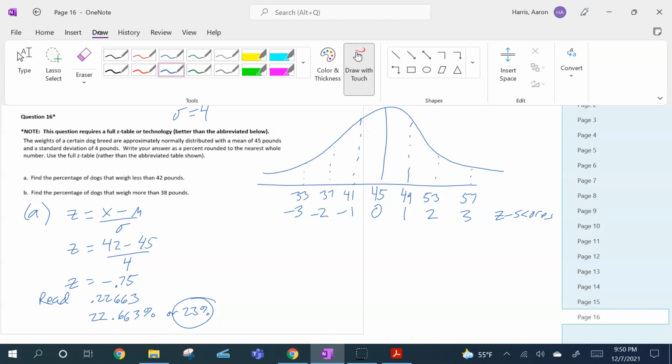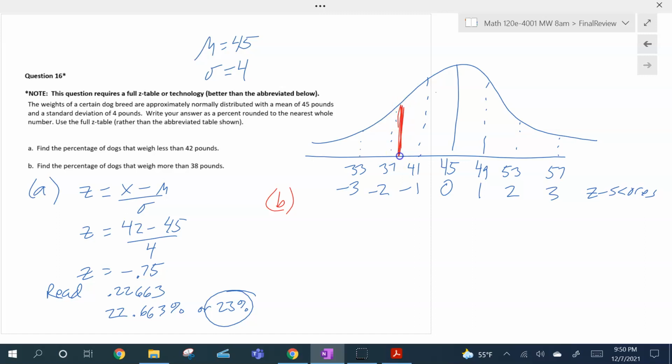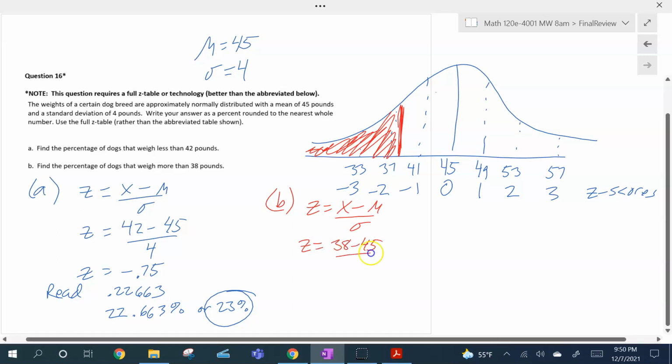Okay. All right, let's do part B now. Part B, find the percentage of dogs that weigh more than 38 pounds. Well, 38 pounds is here. If I read the table, it'll give me this percentage. But we want above it. So we'll just do 100% minus that red. So let's go ahead and find the z-score first.